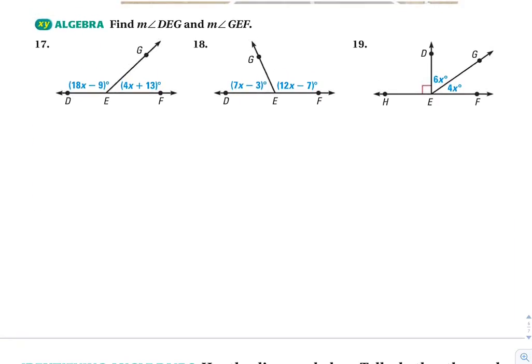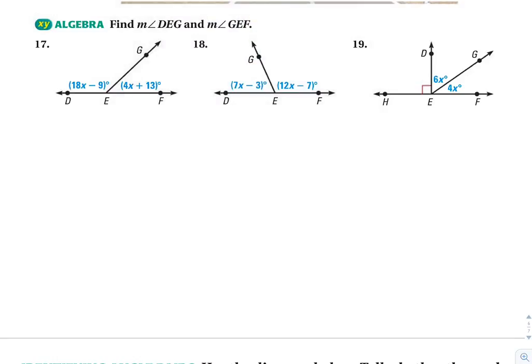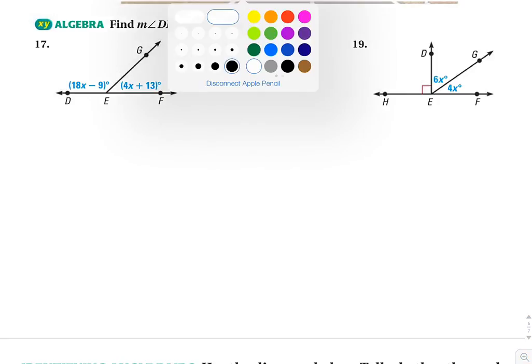So find the measure of angle DEG and measure of angle GEF. Now, this is where we start to see that the first step in a problem is geometry, and then the rest after that is algebra. So most of these problems are the same, or at least 17 and 18, so I'm just going to erase 18. We don't need to do both. That'd be redundant. We could do 17 and 19, though. So let's do the first one.